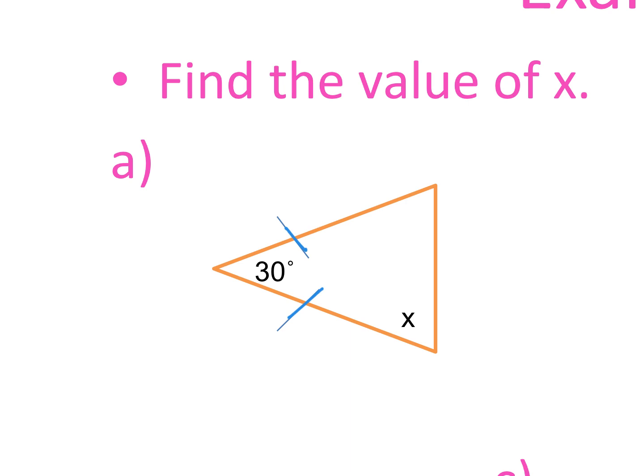Good. So both my angles right here are going to be congruent. How do I know? Because they're opposite. Let me draw a little better. They're opposite of my congruent sides.